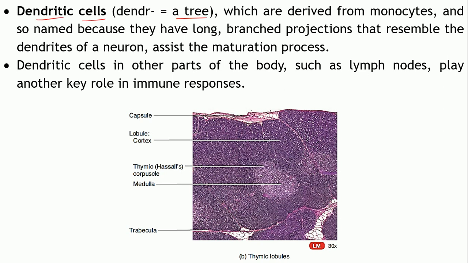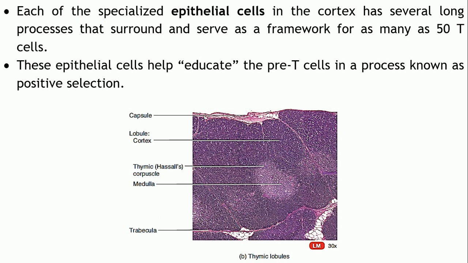The next type of cells is dendritic cells. Dendron means a tree. Remember the dendrites, the small processes extending from the cell bodies of the neurons. These dendritic cells also have similar branched projections, resembling the dendrites of the neuron. That's why they are known as dendritic cells. What is the role of these dendritic cells? They help in the maturation process of the T cells, and they also have an important role in immune responses.